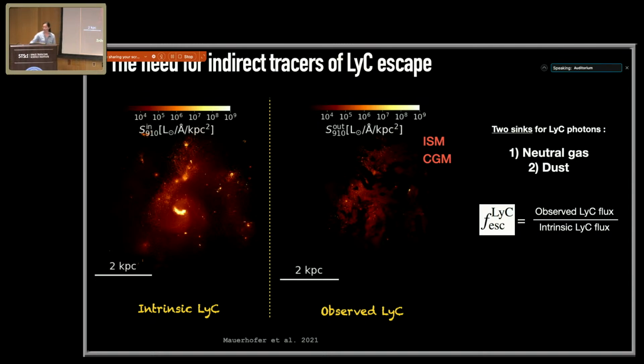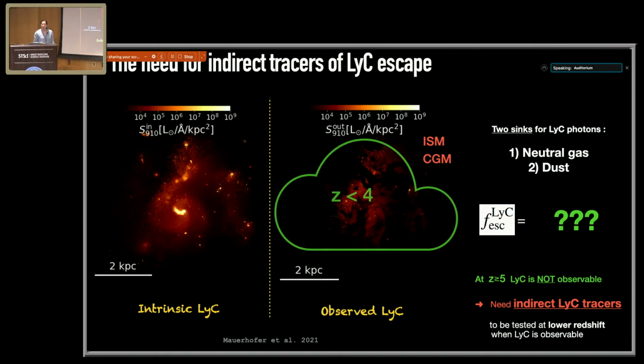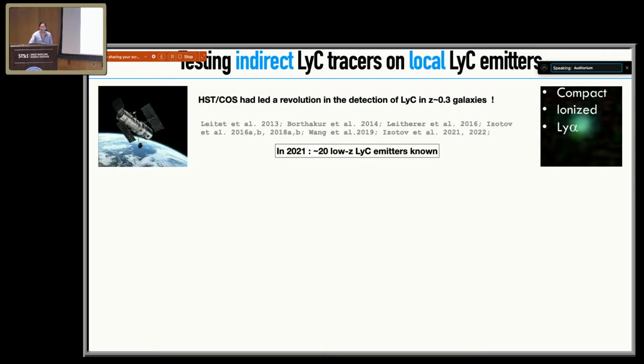But as you might know, it's impossible to observe Lyman continuum photons at those epochs because the neutral hydrogen in the IGM is still mostly neutral. So we basically need to find indirect tracers of those Lyman continuum photons at lower redshifts. Those tracers need to be tested and calibrated on lower redshift galaxies where Lyman continuum is indeed observable. And even at low redshift, observing Lyman continuum emission is quite complicated.